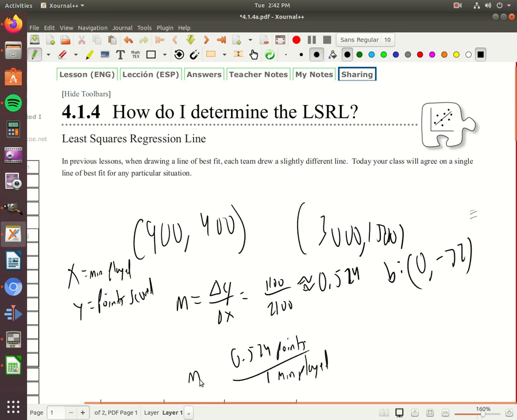So this is what my slope means. And my y-intercept here means that if I played 0 minutes, I would score negative 72 points, which of course doesn't make sense. You would score 0 points, not negative 72. But this is what my equation says.